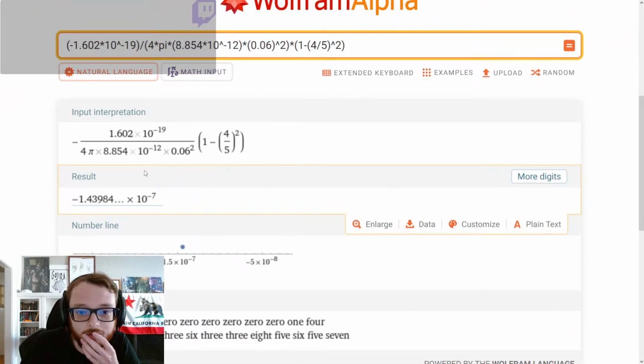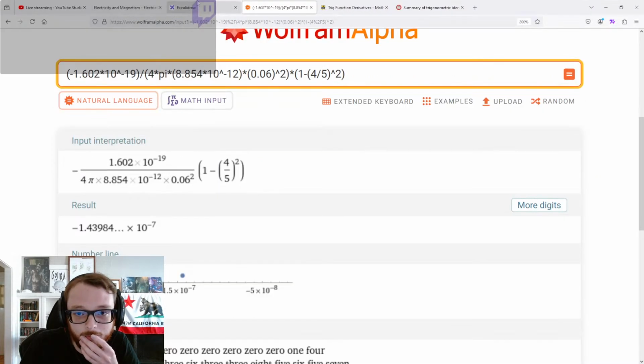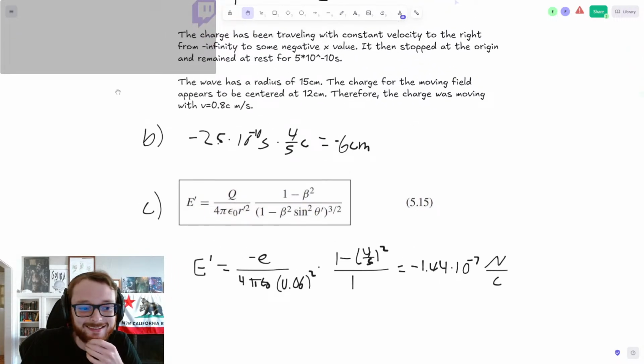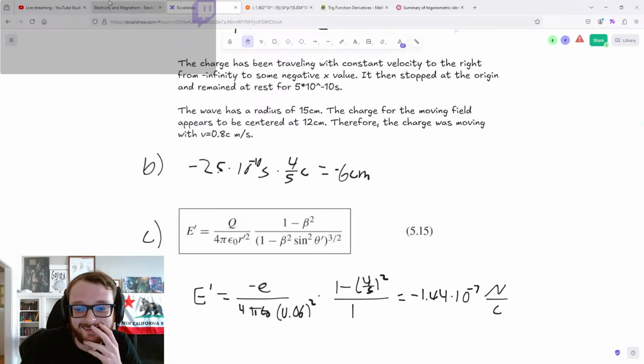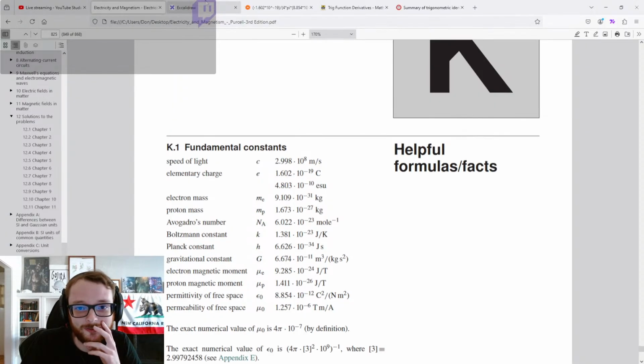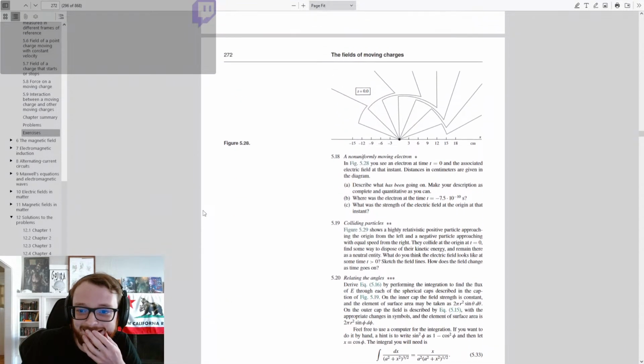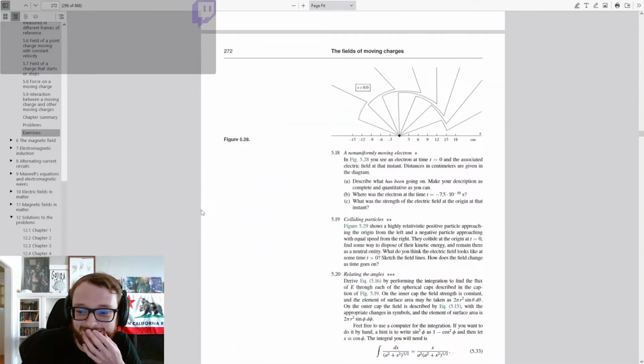Okay. Minus 1.44 times 10 to the minus 7? I'll take it. I have no intuition if that's good or bad, but I want to go check the answer unless anyone has any objections. Oh wait, there isn't one. I thought you said there was no answer to this one. There isn't, it's an exercise.